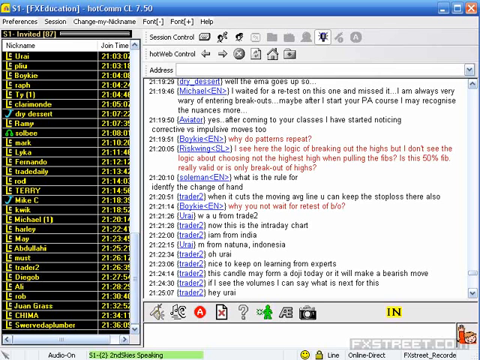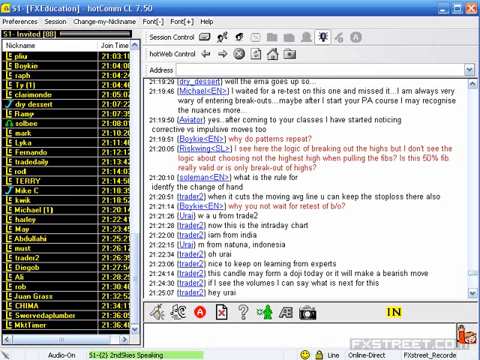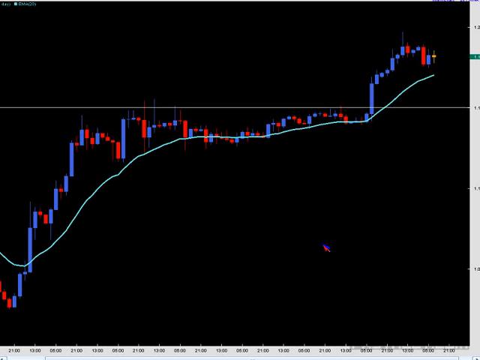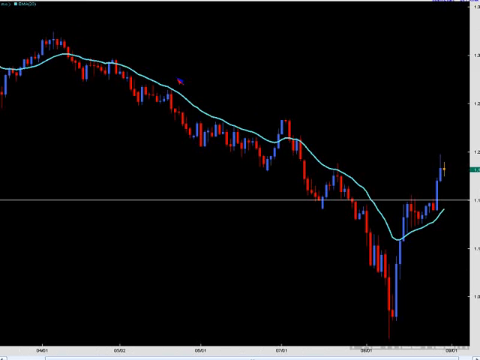So, Riskwing says, I see here the logic of breaking out the highs, but I don't see the logic about choosing not the highest high when pulling the fib. Is this 50% Fibonacci really valid, or is it only breakout of highs? Your question actually precludes that there is an ultimate truth to the correct way to pull a Fibonacci, that one Fibonacci is superior to the other. And I think that's an assumption that you can't necessarily make.